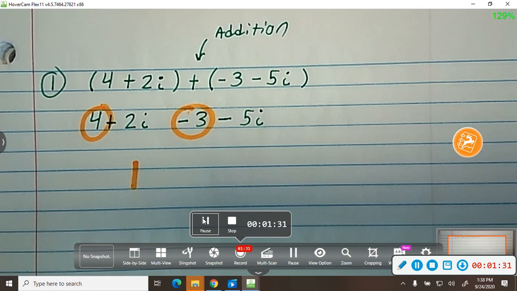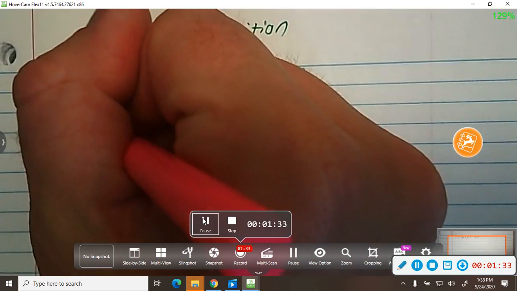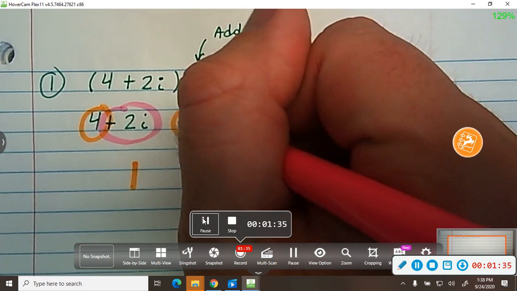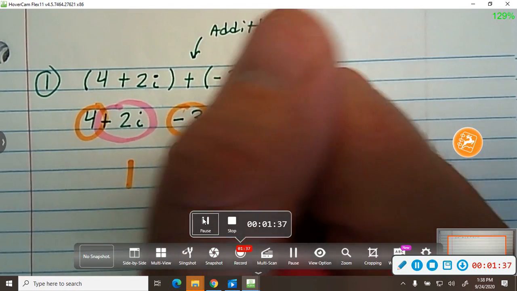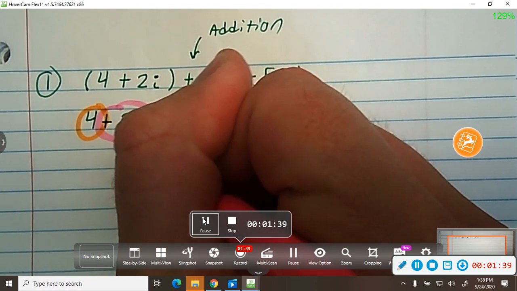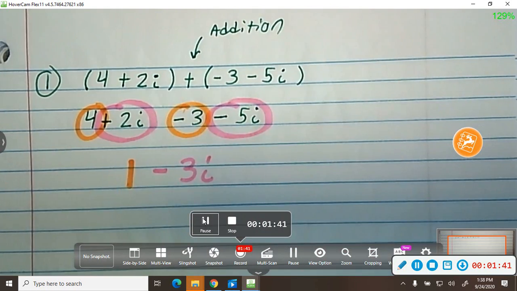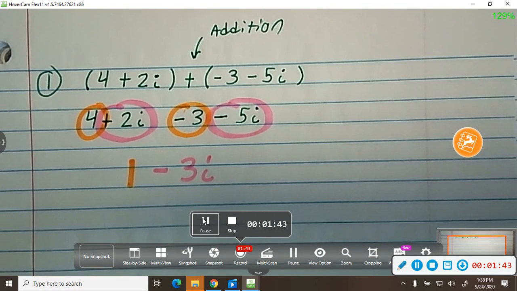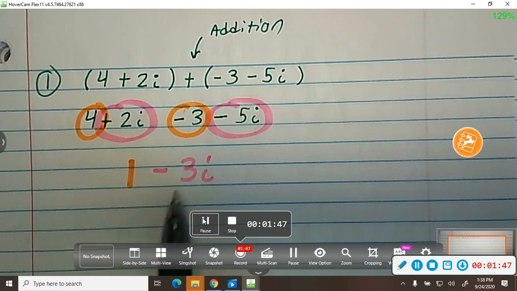I know also that 2i minus 5i is minus 3i. This is what we call a complex number. It's complex because it has the real part and the imaginary part.